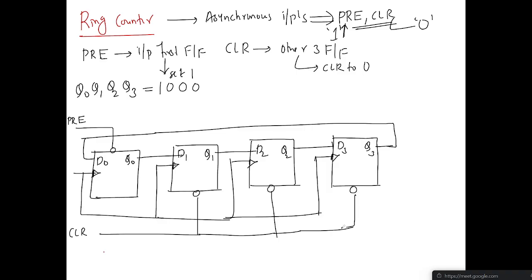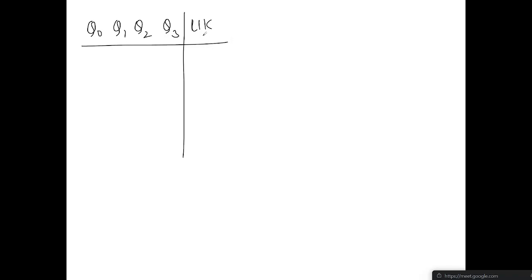Did you understand the diagram? Yes, sir. Okay. So suppose you draw the diagram, meaning a table with Q0, Q1, Q2, Q3, and you are giving the clock. Initially, you are not applying any clock.